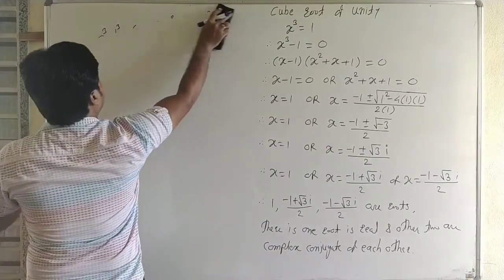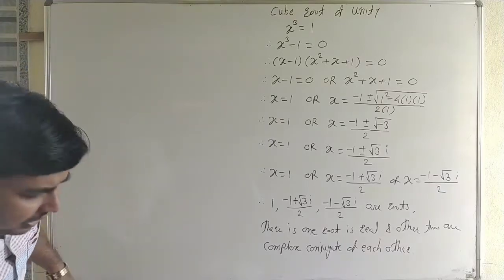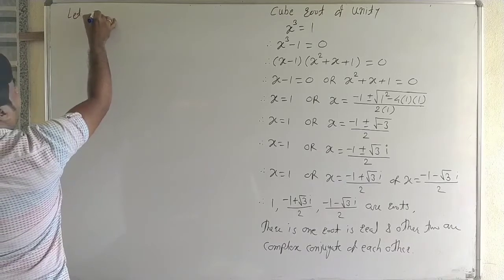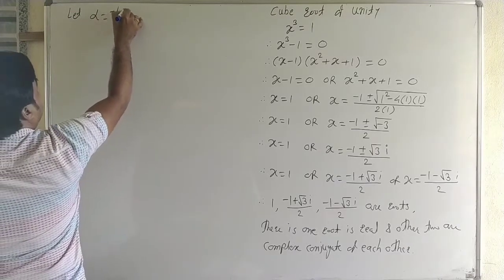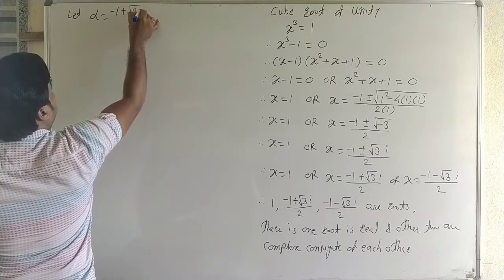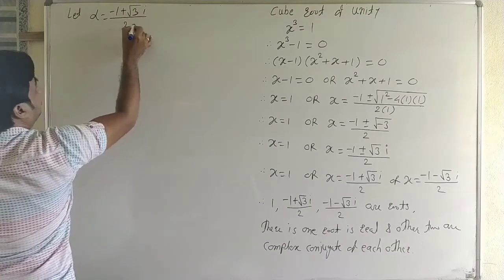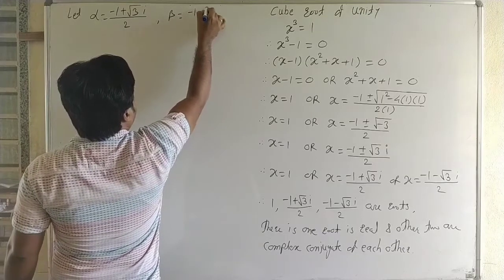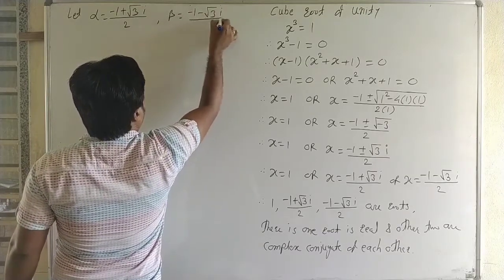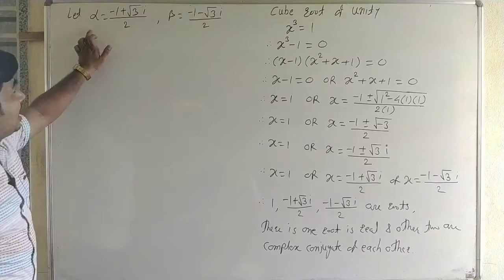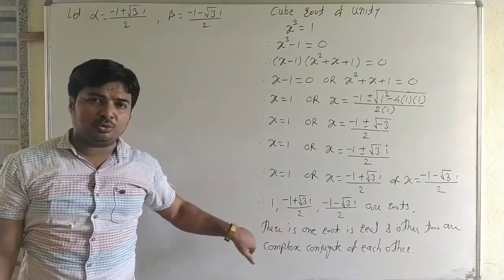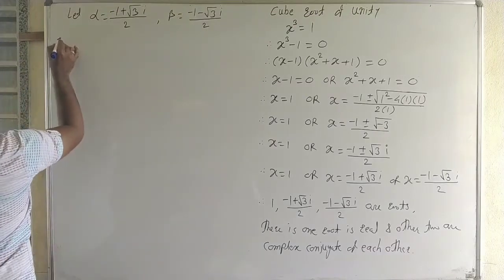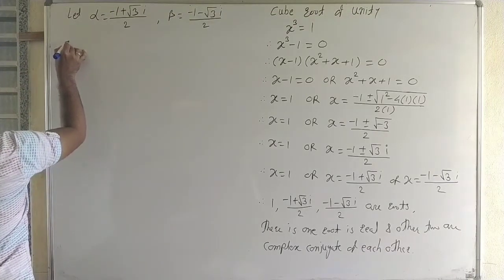Here, one root is alpha and the other root is beta. Let alpha be equal to minus 1 plus under root 3i upon 2 and beta be equal to minus 1 minus under root 3i upon 2. Here alpha and beta are complex conjugates of each other. Alpha and beta are the roots of this equation. Now we observe alpha square.